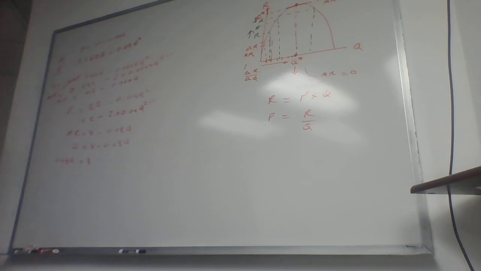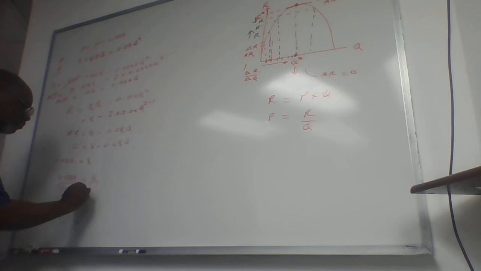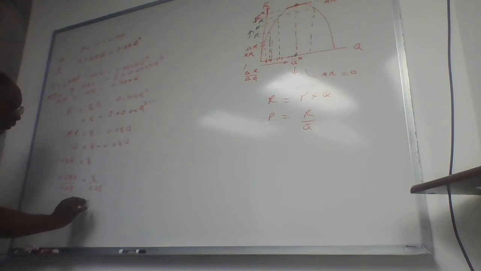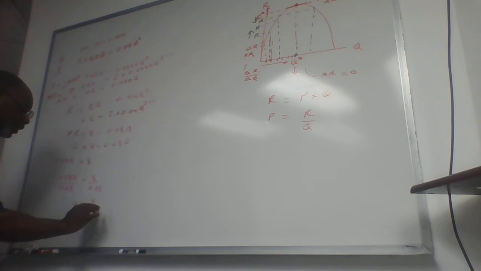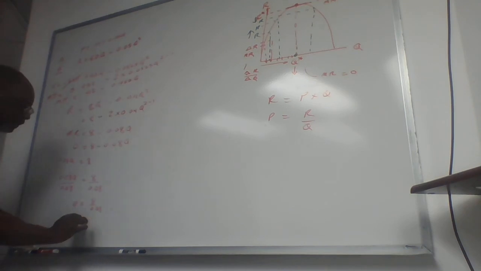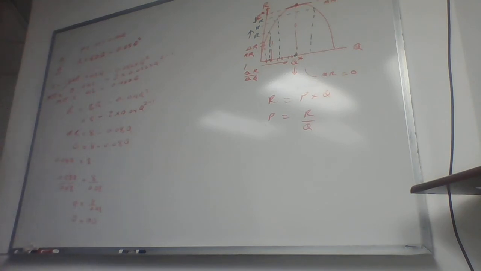Q equals... divide both sides, so that cancels out. You have Q equals 8 divided by 0.08. I don't know what that is. That looks like 100. Yes, 100.